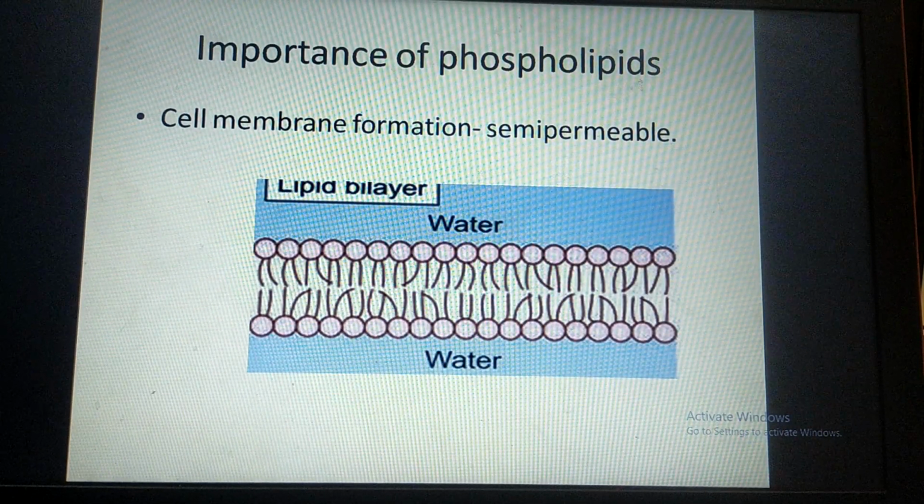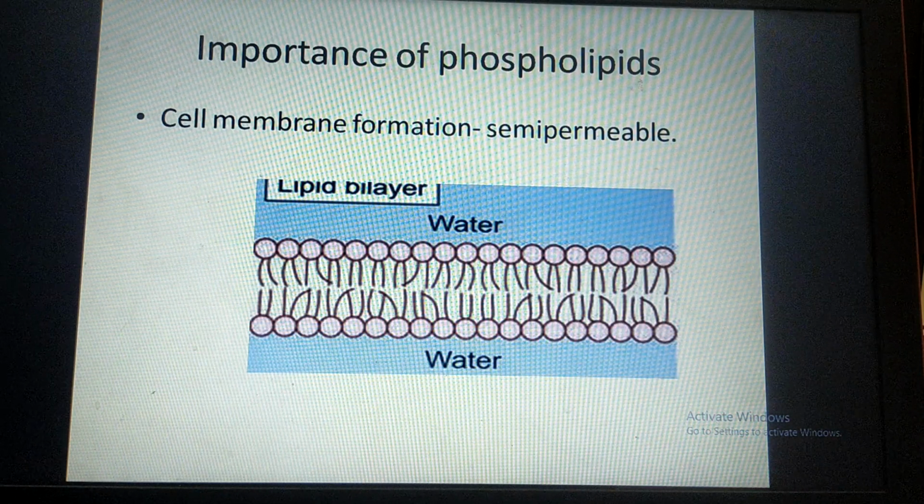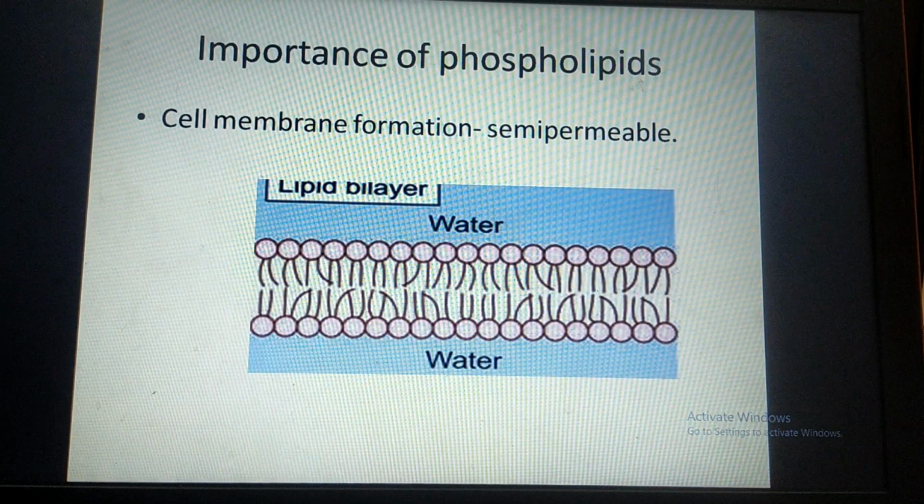So when this structure of cell membrane is formed, it allows the hydrophobic substances like carbon dioxide and oxygen to diffuse through it easily, but it does not allow the hydrophilic substances to pass through it. Hence the cell membrane is called a semi-permeable membrane. So phospholipids play an important role in the formation of cell membrane and its semi-permeable nature.